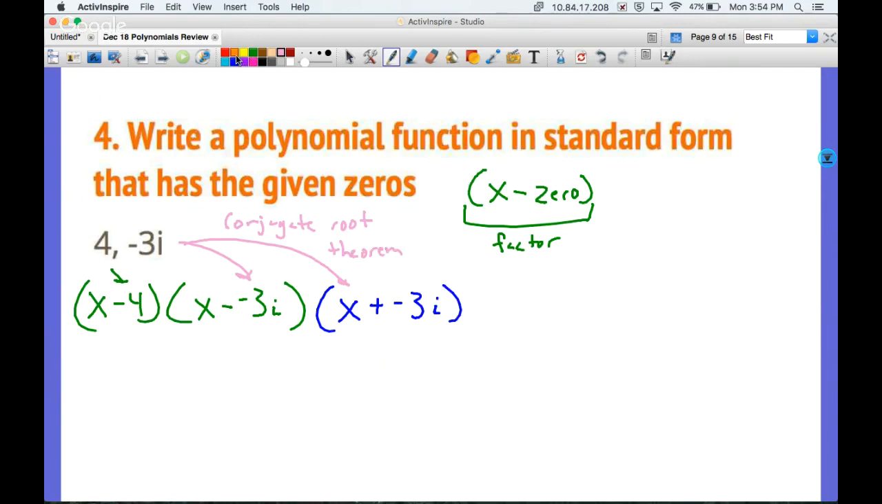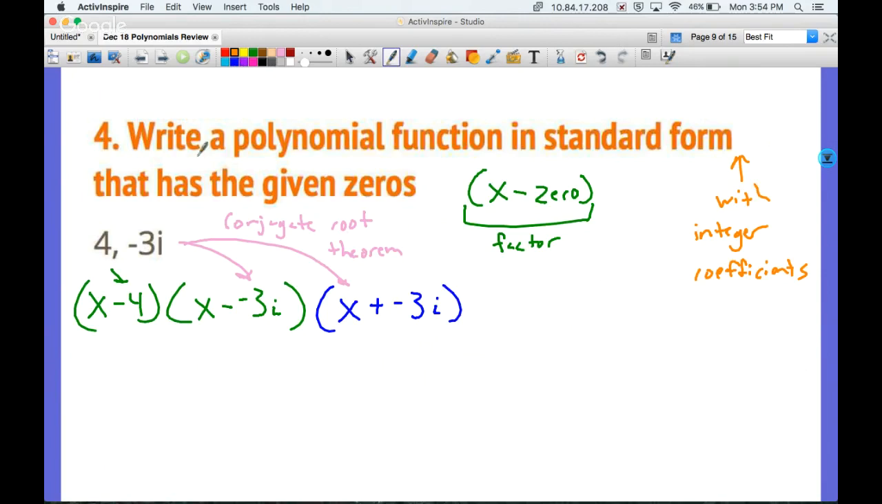So technically, we're missing a word in the setup of this problem. Write a polynomial function in standard form with integer coefficients. Because technically, you don't have to apply the conjugate root theorem if you're allowed imaginary or complex coefficients. But we rarely will see that in math.